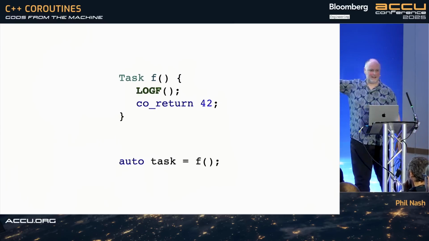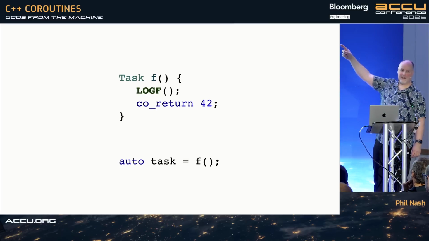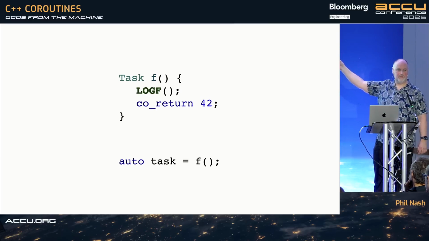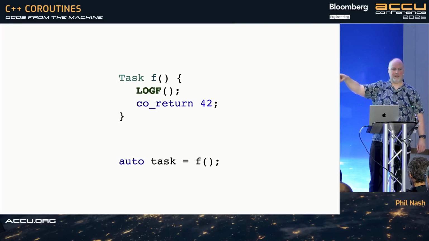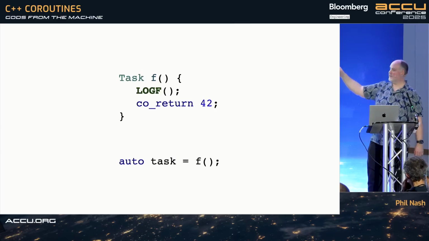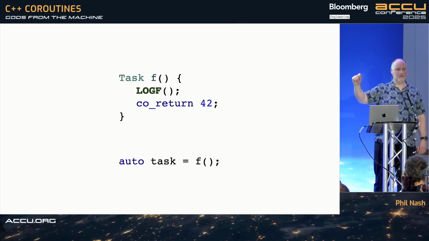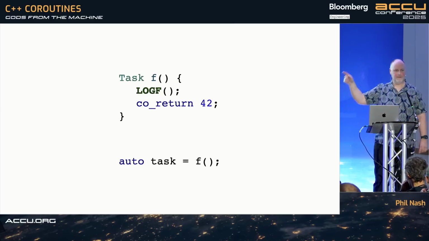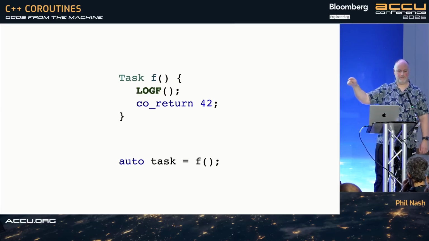So what do we actually get when we say auto task? Well, we get our task, of course. So where does the co_return go? Remember, there was a function on our promise type where we did return void. As you can probably guess, if you return a value, it calls something called return_value. So it goes into the promise type. But we'll see this next.